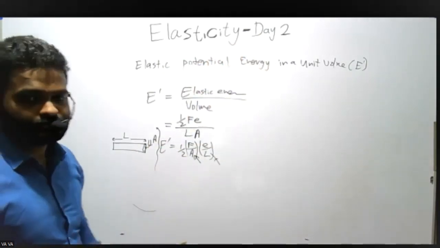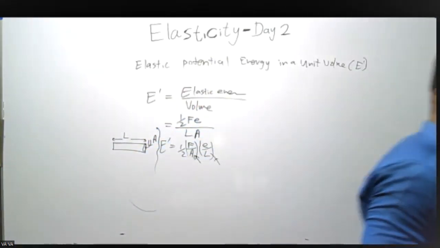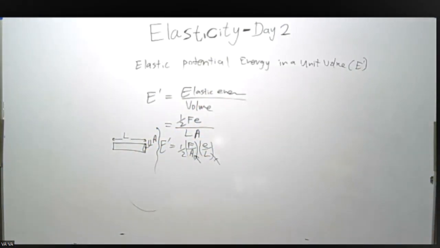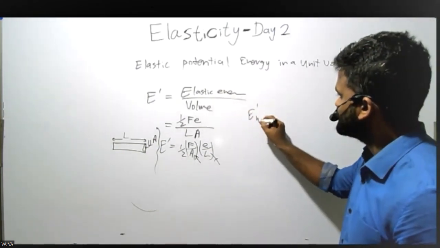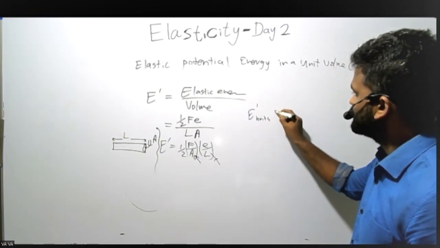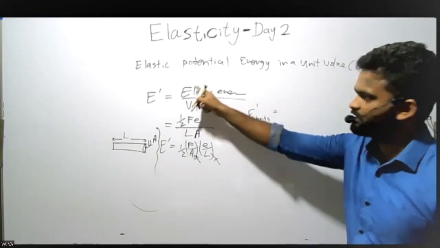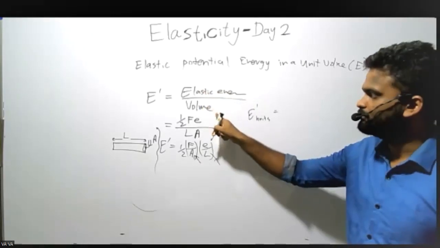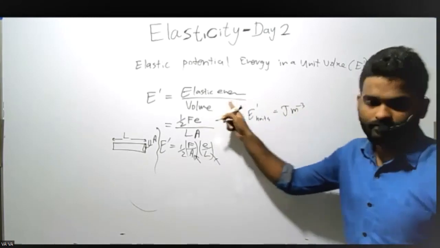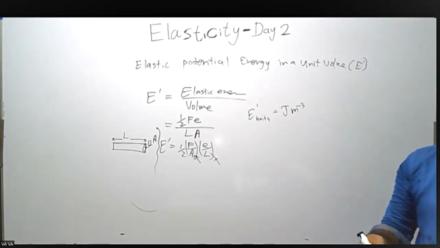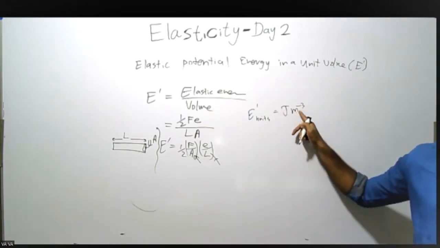Okay, take it down. If you are done, send me thumbs up. Okay, so what are the units of E dash? Elastic energy is measured in joules, volume is cubic meters, right? So joules per cubic meter should be the units of elastic potential energy per unit volume. Write that down. E dash units is joules per cubic meter.